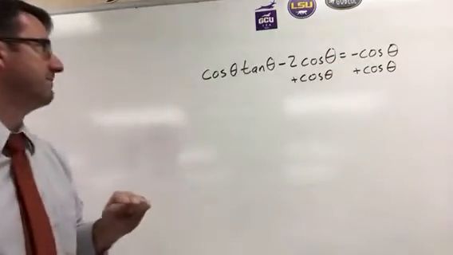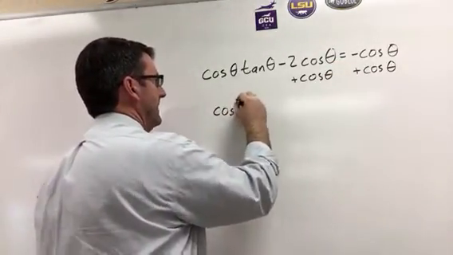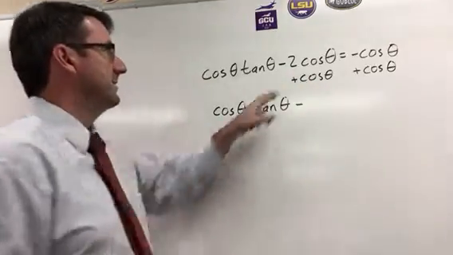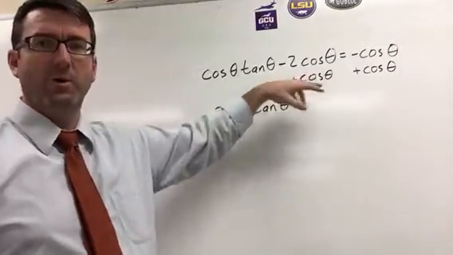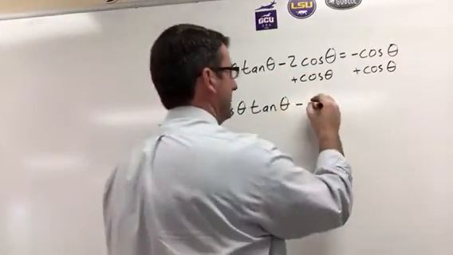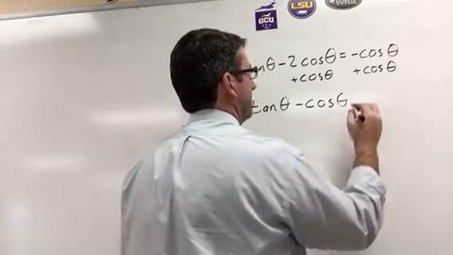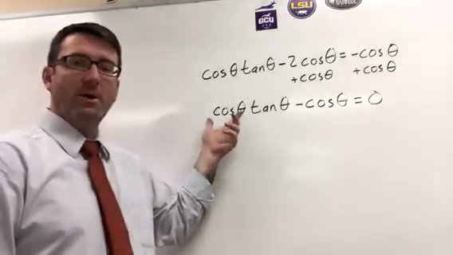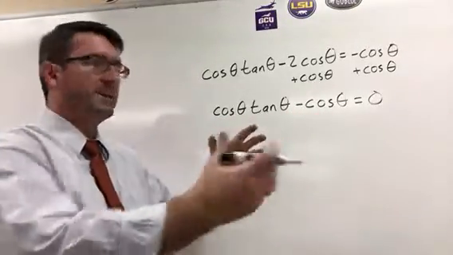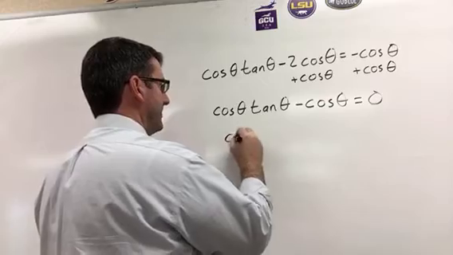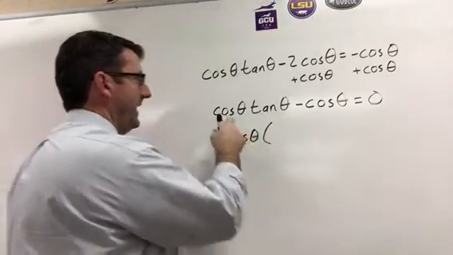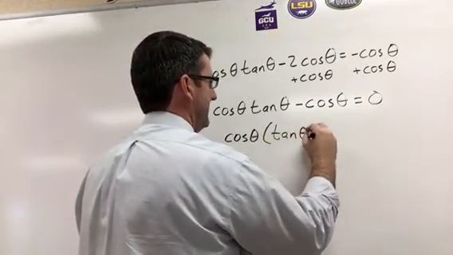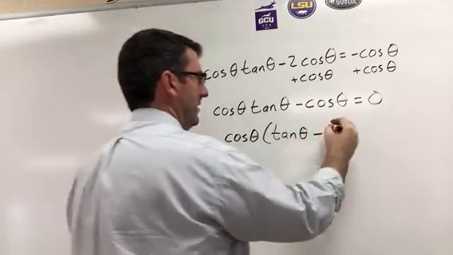to both sides. So we get cosine theta tangent of theta minus 2 cosine of theta plus 1 cosine of theta is going to be negative 1 cosine of theta. So minus cosine of theta equals 0. And now we've got a cosine in each of these terms, so we can factor that out. So we'll factor out a cosine of theta, and what we're left with is tangent of theta minus 1.